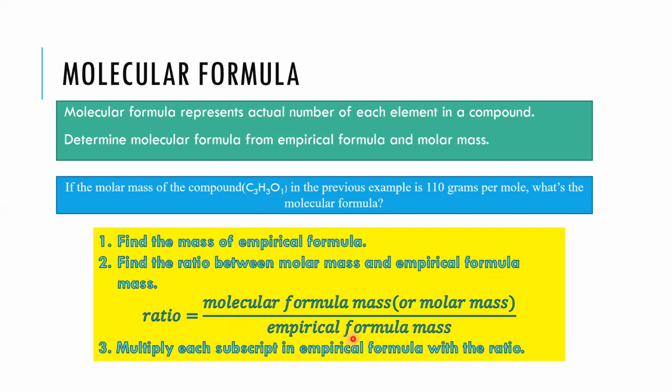That's what we are expecting, because this is the simplest ratio formula. And by using this ratio, multiply each subscript. The subscripts are 3, 3, 1 in the empirical formula. If you find 2, you multiply each one by 2. If you find 3, you multiply each one by 3. If the ratio is 1, then the empirical formula is equal to the molecular formula.